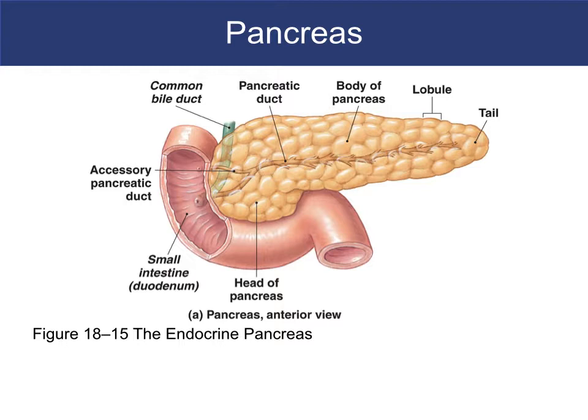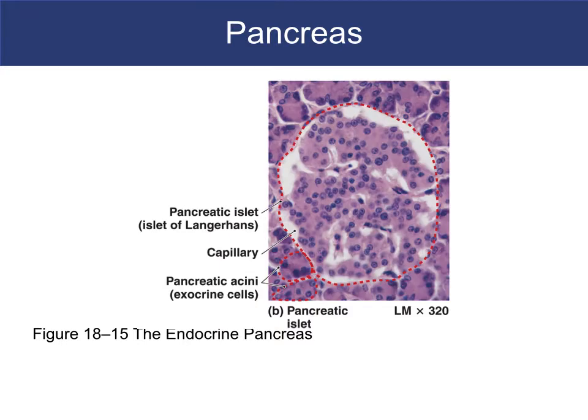When you did, you had to be incredibly careful to sew the duct very, very carefully into a loop of bowel so that the juice would empty into the bowel and not out into the belly. Here's an islet of Langerhans. They're very distinctive. When you look at pancreas, you won't miss them. They stick out like a sore thumb.